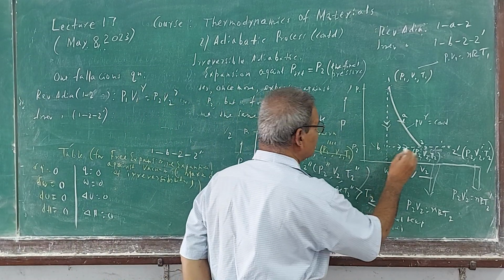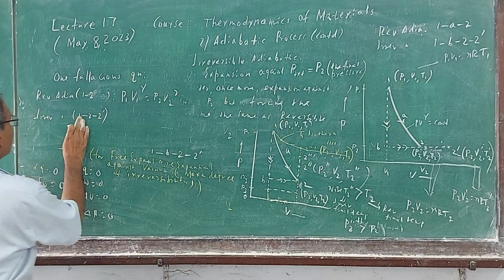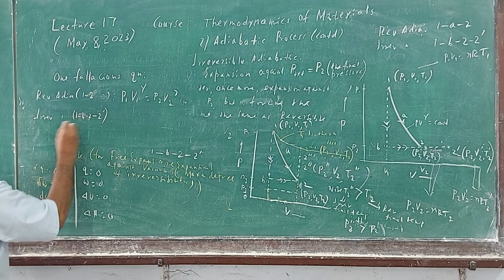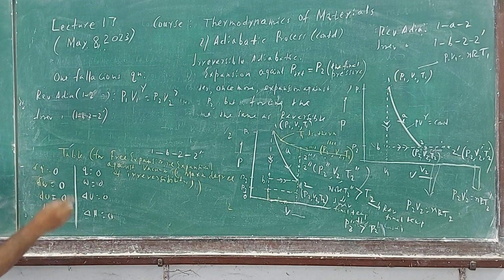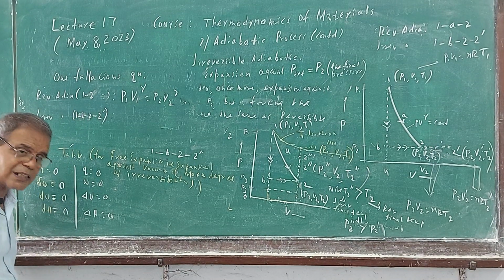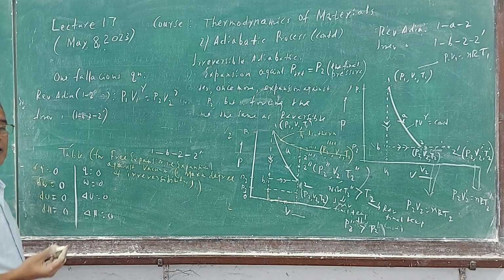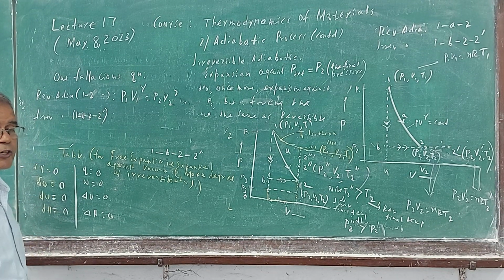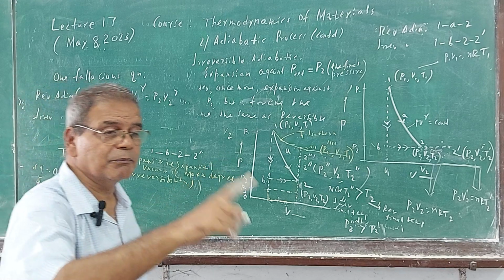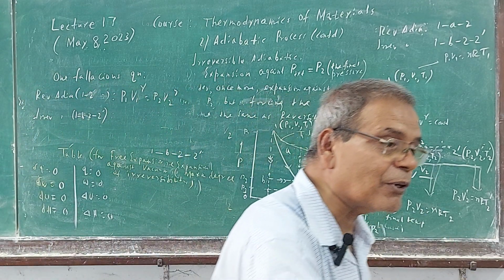1 to 1b, 1b 2. 1b. Tell me, what is the initial? What is the final? What is the initial state? What is the final state? His name I forgot. 1b, 2, 2 prime. What is the initial state and what is the final state?